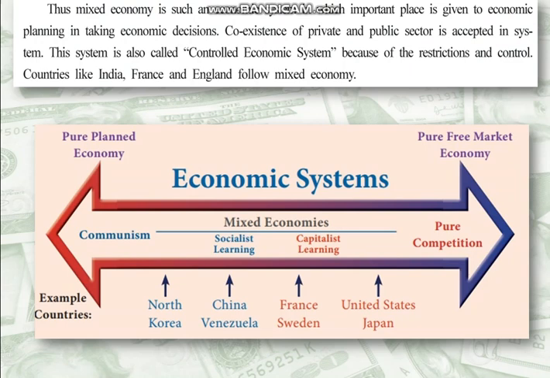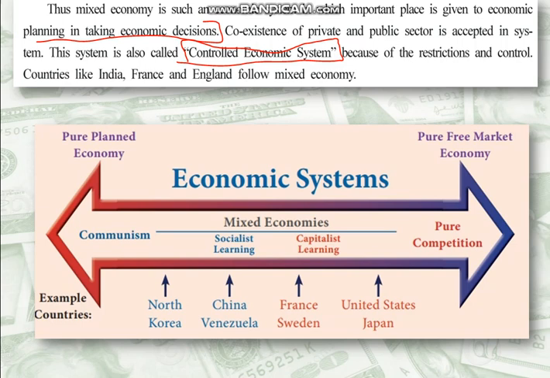Thus, mixed economy is such an economic system in which important place is given to economic planning in taking decisions. Economic planning is very important. All the common citizens, at the same time the business houses, all are thought of while taking any of the economic decisions. Coexistence of private and public sector is accepted in this system. This system is called controlled economic system. Remember this particular word.